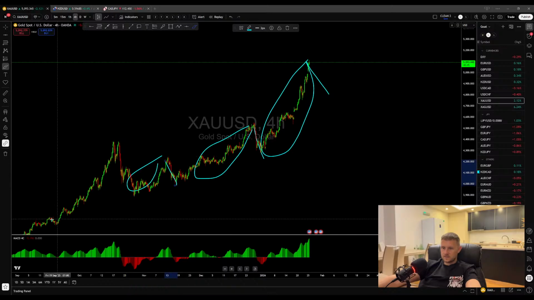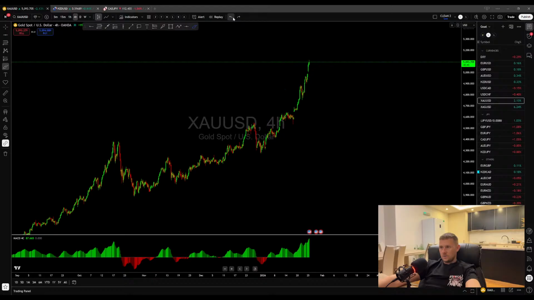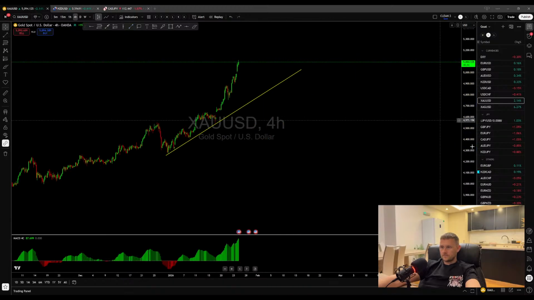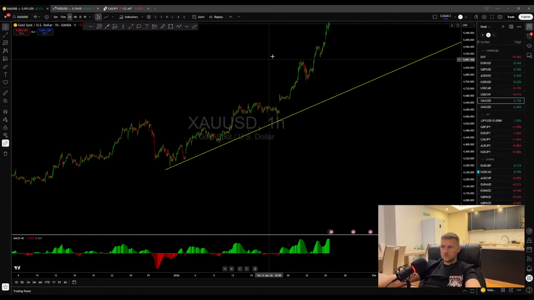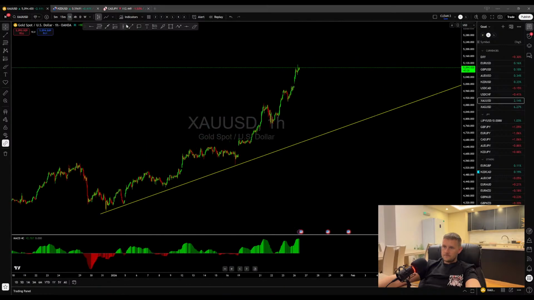This move corrects. This move corrects. They always correct, so I wouldn't chase the market over there. Anytime soon we will have a pullback over there, so don't take any trades over there.